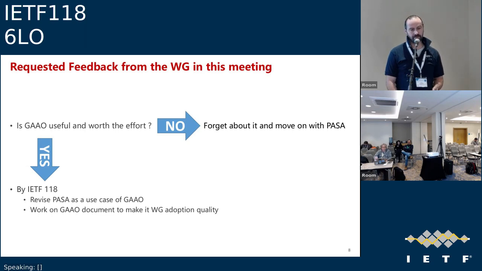I mean, it was the bare minimum to try to explain the idea. That's what we did. So it's far from being a high quality document right now. But if we go forward, we have to revise the document and revise PASA heavily, because in that case there is a lot of machinery that doesn't belong anymore to PASA. PASA can just be a use case and leverage GAO. So yeah, I think that's all I have for today.